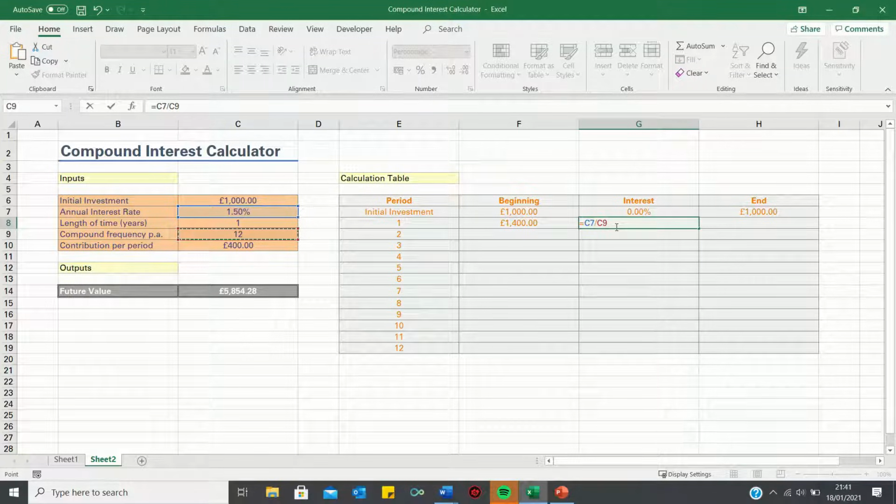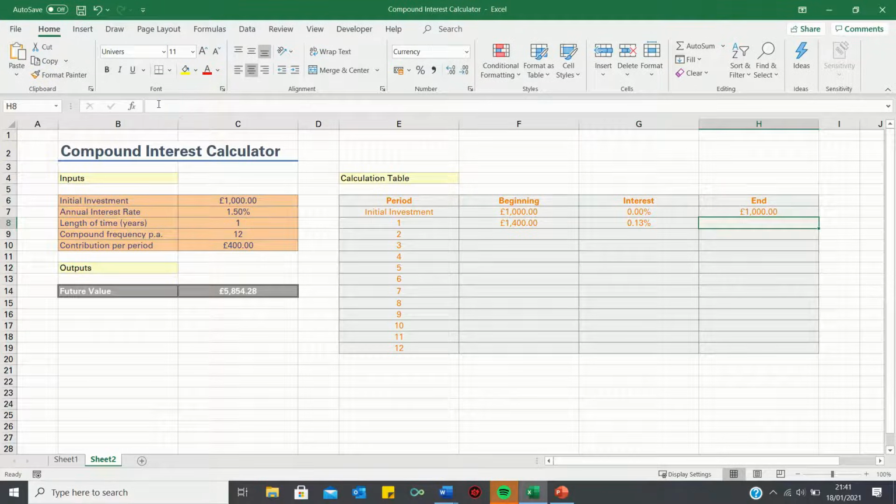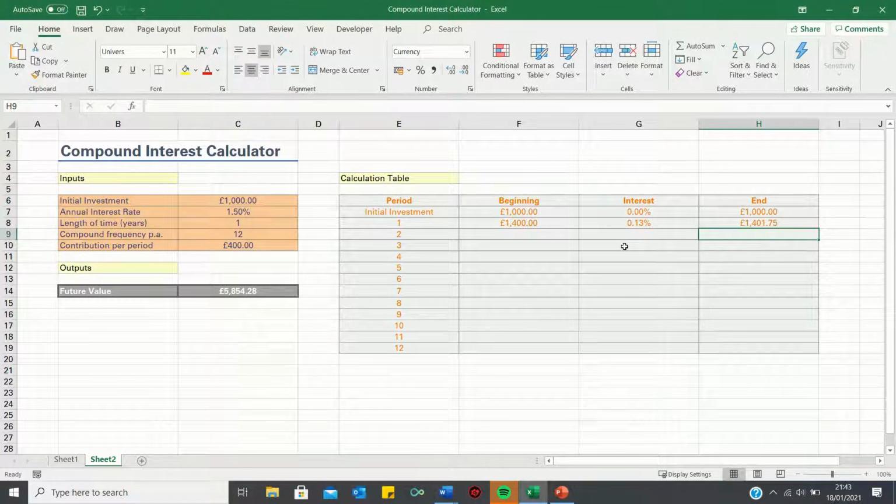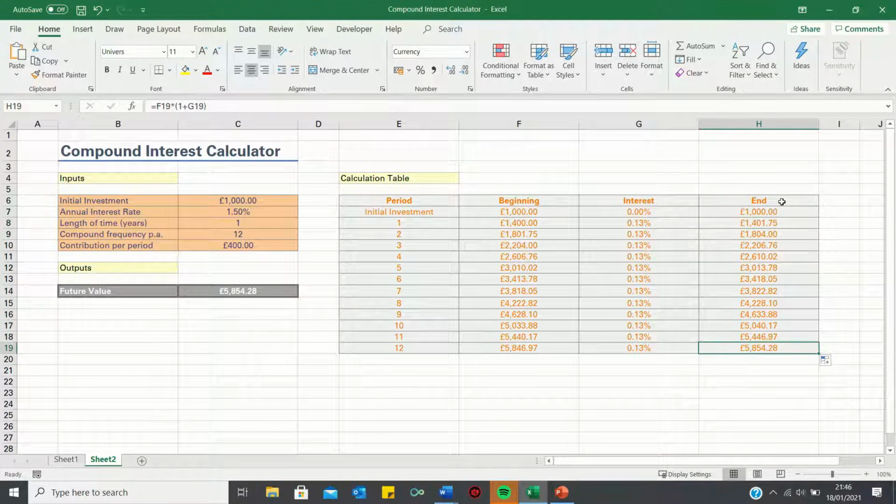Now, once again, before we click enter, we're going to add absolute references to both of these to ensure they remain static. Our savings amount at the end of the month is the amount at the start of the month, multiplied by 1 plus the monthly interest rate. Therefore, at the start of the month, we'll have £1,400 in our accounts, and we'll have earned an interest of 0.13%, which will grow our savings by £1.75. Now, to bring these formulae down to the remaining months, we can simply select this row and then double-click the bottom right-hand corner. This has calculated the amount at the start and end of all 12 months.